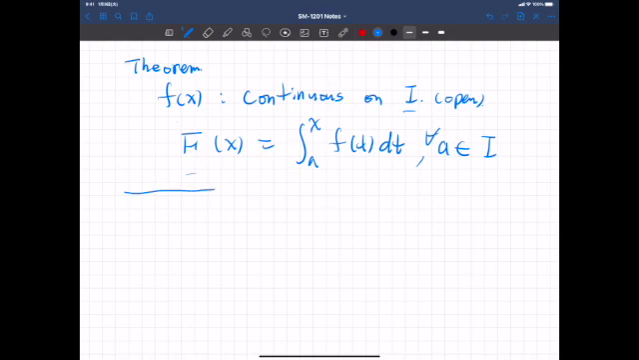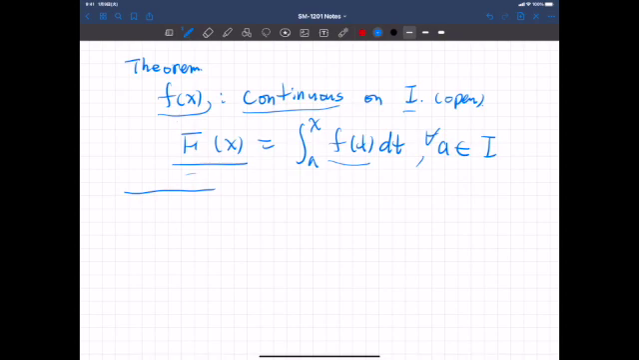To begin with, as this function f of x is assumed to be continuous, we can define the definite integral of this function. And from the fundamental theorem of calculus, if you differentiate this function, capital F of x, then we get the original function back. So it is indeed an antiderivative of lowercase f. And the proof is done.